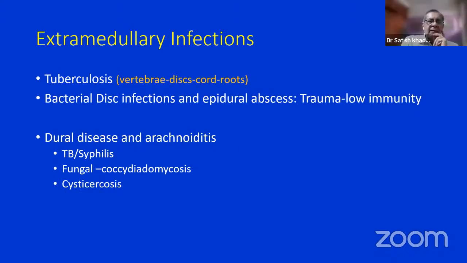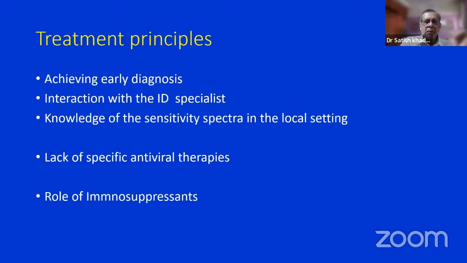Then I think very briefly the chapter deals with extramedullary infections, where briefly we deal with tuberculosis, which will be very, very common here. All forms: vertebral, disc, cord, roots in various proportions, cold abscesses. Then bacterial disc infections and epidural abscess in people who have had trauma or are low on immunity. And dural disease and arachnoiditis, again TB and syphilis here, followed by fungal and sometimes cysticercosis. But cysticercosis in India is more small ring enhancing lesions than meningeal lesions and meningitis or myelitis.